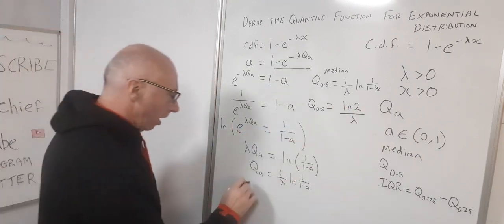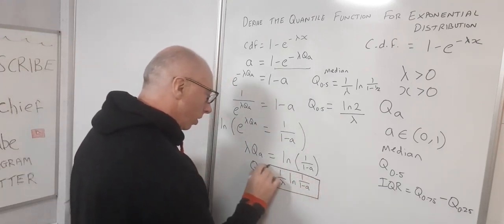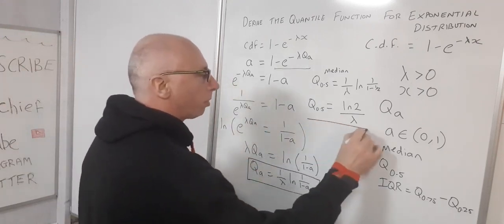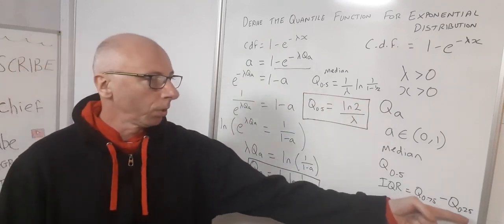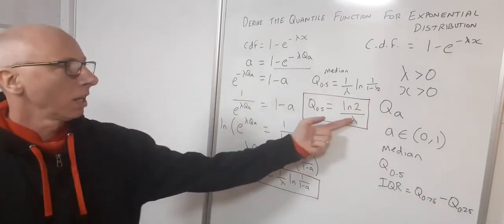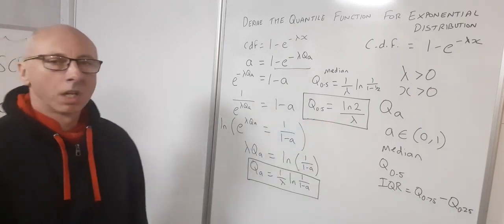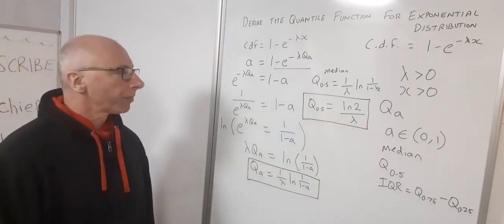So that takes care of our quantile function for the exponential distribution, and there is an example. For the interquartile range, you could just plug in 0.75 and 0.25, and the difference would give you your interquartile range. Okay.